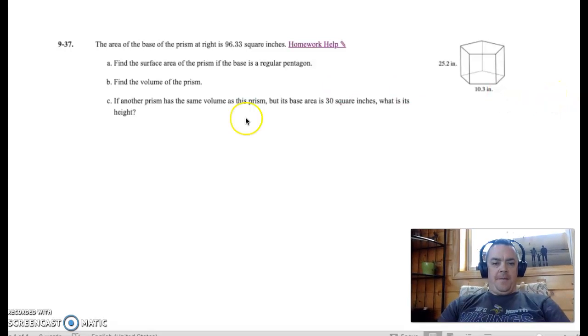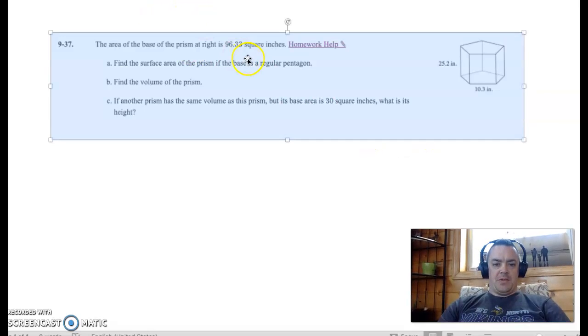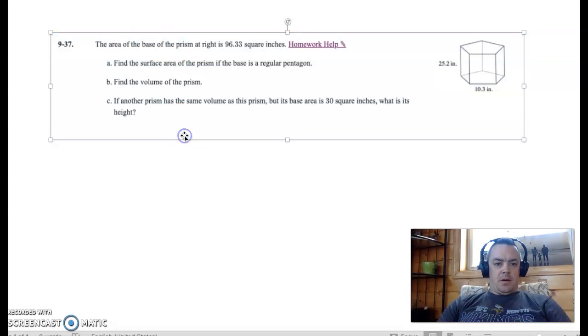Hi, Sophia. So if I'm looking at this problem right here, 937, it says the area of the base of the prism at the right is 96.33 square inches. So if we look at this, that information right there is super important. Okay, and I will show you why.